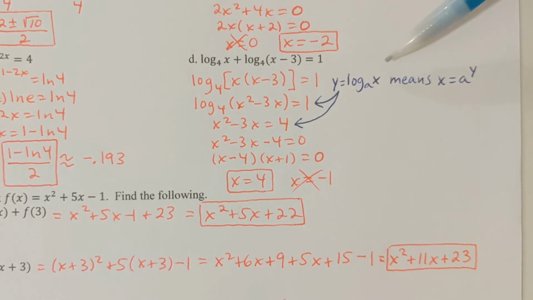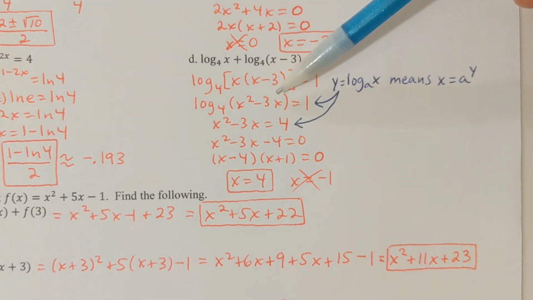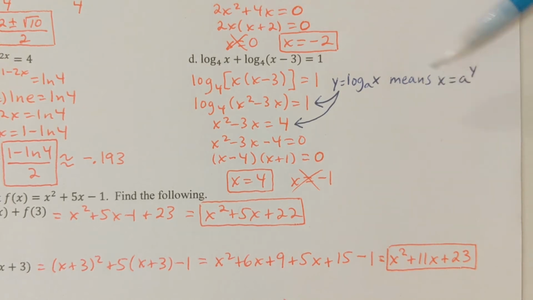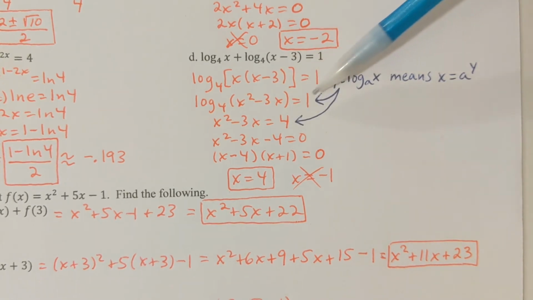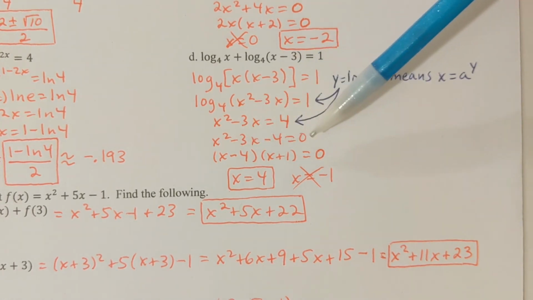So x squared minus 3x is my input. That's going to be all alone on the exponential. 4 is the base, so that would be the base of the exponential now. 1 is my y value. 4 to the first is 4, okay? And if you subtract 4 from both sides, now I'm back on more familiar ground because I no longer have this logarithmic notation going on.